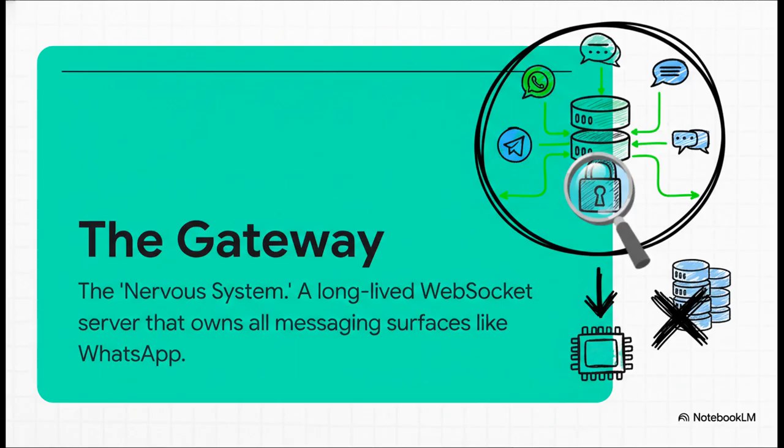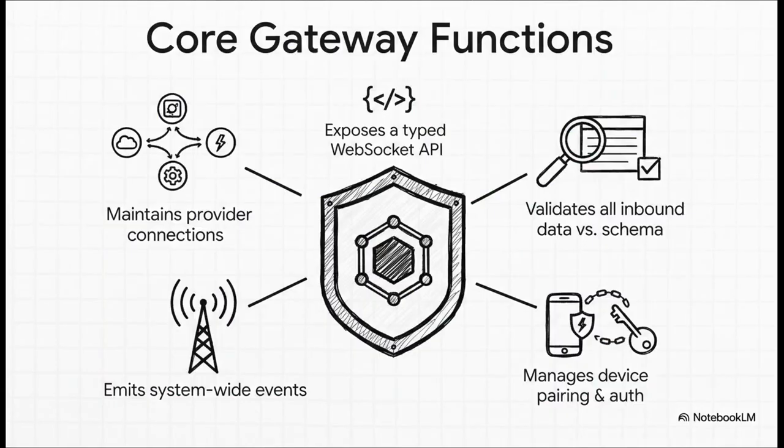And this is super important. You only run one gateway on a machine. Why? Because it prevents all sorts of chaos, like having two different processes trying to log into your WhatsApp account at the same time. And look at everything this gateway is responsible for. It's not just some simple message passer. It's holding all those outside connections steady. It serves up a strictly typed API, which means it validates every single piece of data coming in against a schema, so no malformed junk ever gets to the agent's brain. It's constantly broadcasting system-wide events about what the agent is doing, who's online, and the system's health. And on top of all that, it handles security, like device pairing and authentication. It really is the tough, secure front door for the whole system.